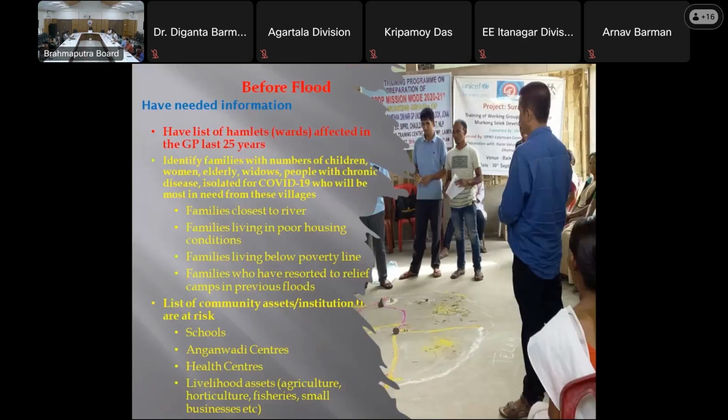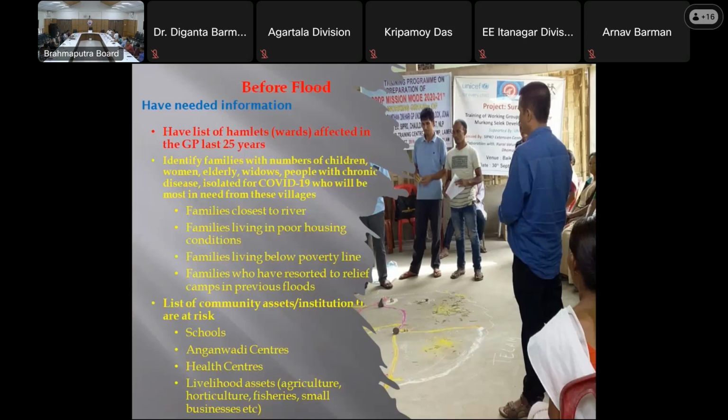So before flood, we have to identify the families with numbers of children, women, elderly, or widows, etc. And which families are closest to the river, families living in poor housing conditions, families living below the poverty line, families who have resorted to relief camps in previous floods. List of community assets, suppose schools, Anganwadi centers, health centers, etc. These are before floods. We have to assess this by going to the Panchayat in the local remote area.